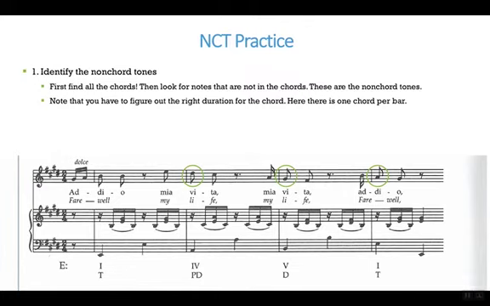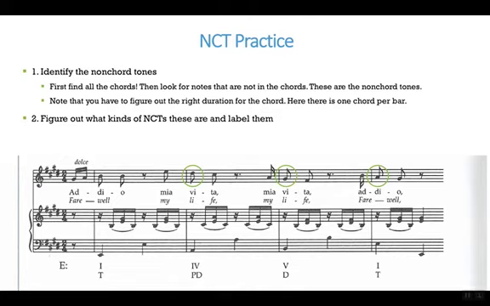When we do this, we're going to ask, are they passing? Are they neighbors? Are they incomplete neighbors? Are they accented or unaccented? Are they chromatic? Are they just diatonic? If they're accented, are they accented passing tones, accented neighbors, appoggiaturas, or suspensions? If they're unaccented, is it anticipation? I guess if it's accented, and it's in the bass, it could be a pedal tone too. Lots to do. So let's get to work.